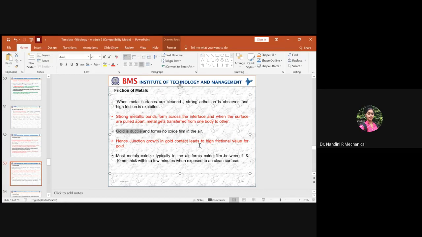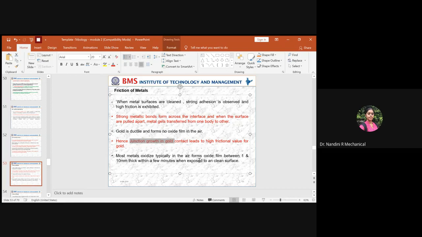So as a result, what happens? The junction growth in gold, which is in contact, gold to gold, leads to a high frictional value for gold. Due to non-formation of the oxide film, what happens? The junction growth usually comes when you are using two metals: one is gold, which is the hard material, and the other is another metal you are using.